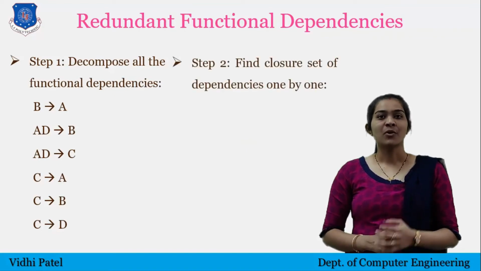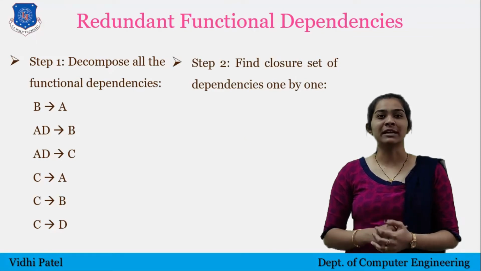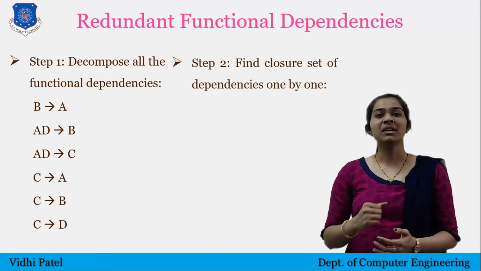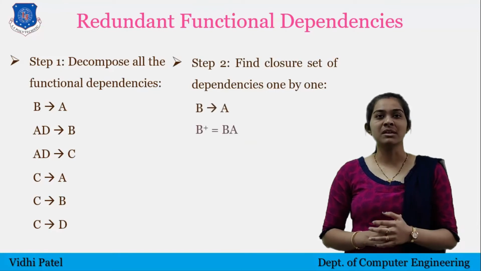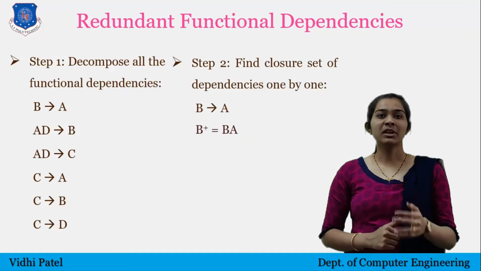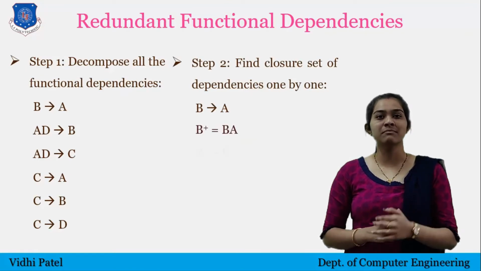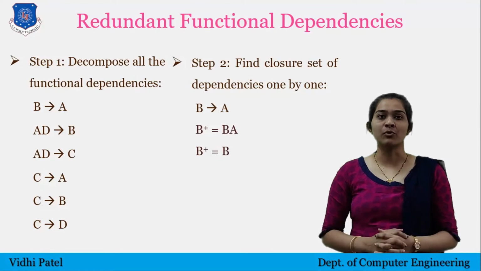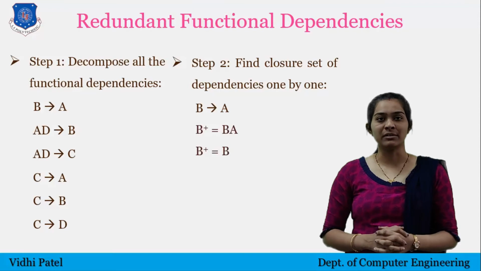Next step is finding the closure set for each individual dependency. For that, take the dependency B determines A. Closure set of B is BA. Now, without considering this dependency, we get closure set of B is B, which is not the same as above. So, dependency B determines A is not redundant.